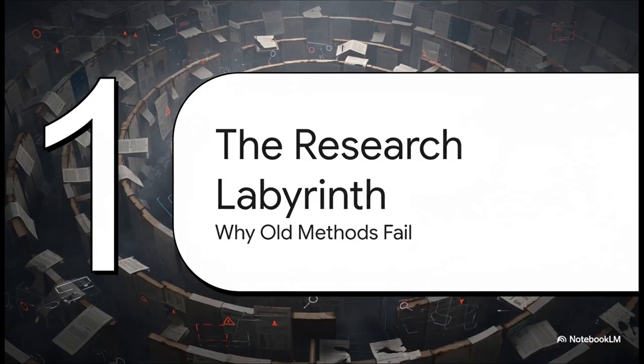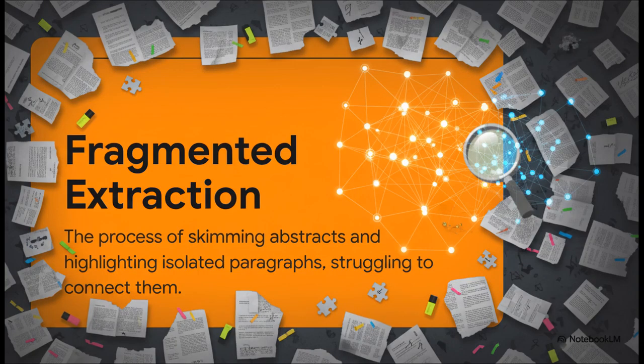All right, first things first, let's put a name to the problem. I call it the research labyrinth, and let's be honest, we've all been trapped in it. And it's because the tools we've been using are, well, they're just fundamentally broken for what we need them to do. The real villain here is something called fragmented extraction. Think about it. We jump from paper to paper, right? We highlight a sentence here, a paragraph there. It's like trying to build a giant, complex puzzle, but we're only allowed to look at one tiny piece at a time. Of course we can't see the big picture.